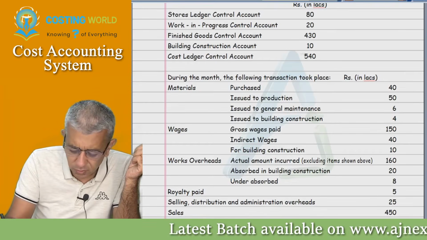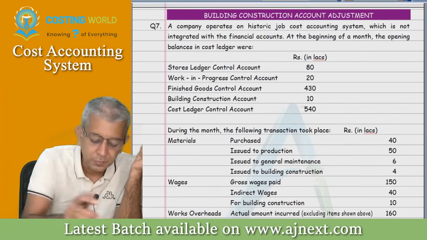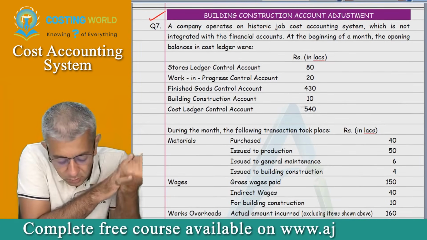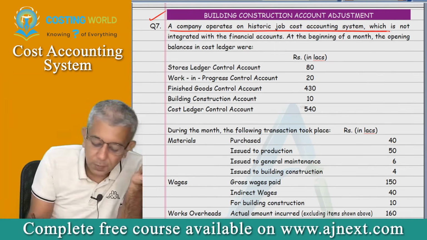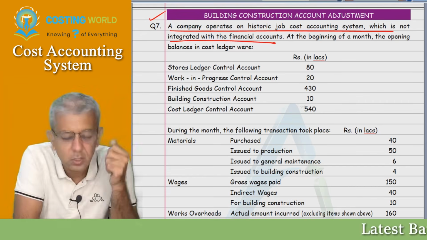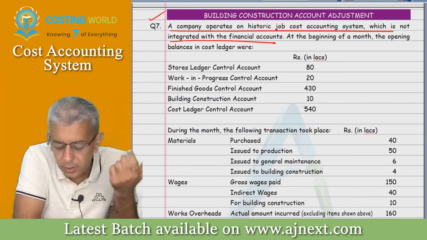Almost the last question of the types that we all are doing, but something new will be coming in this particular question. Let's see what's new. There's the name of the question also, building construction account. A company operates a historic job costing accounting system which is not integrated with financial accounts. Means it's a question on non-integral system. From yesterday, whatever we have started, that's non-integral system only.